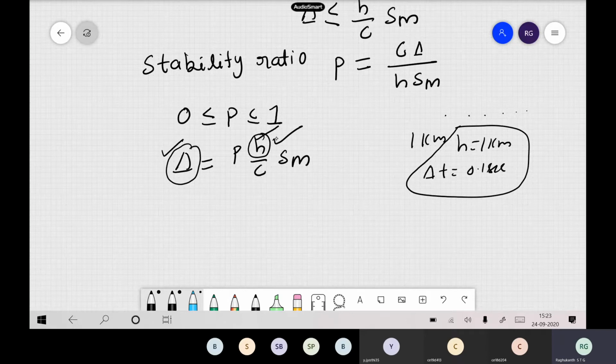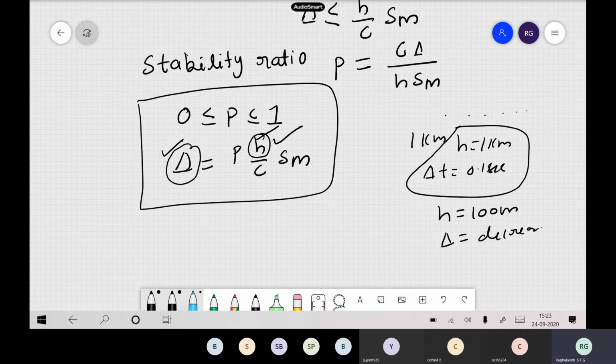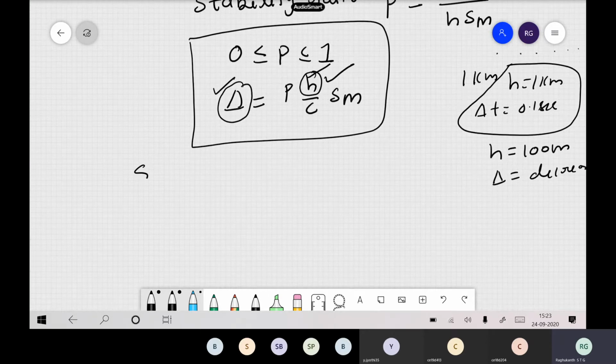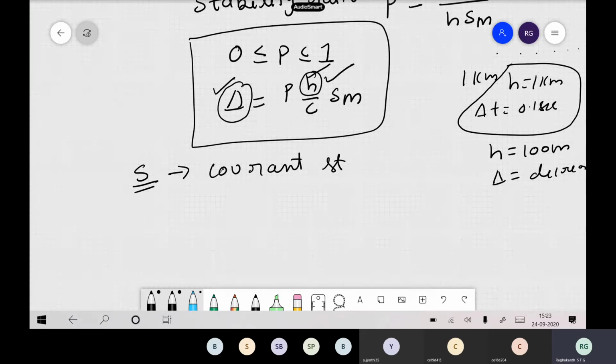If your h is decreasing, let us say you want a mesh of 100 meters, then your delta t also should decrease based on this h. If h is large, then delta t can also be large and you can get a stable result. But if the spacing is very small, time also should be decreased proportionally. This is a very important thing in finite difference or in any numerical scheme. This is also known as the Courant stability condition generally.